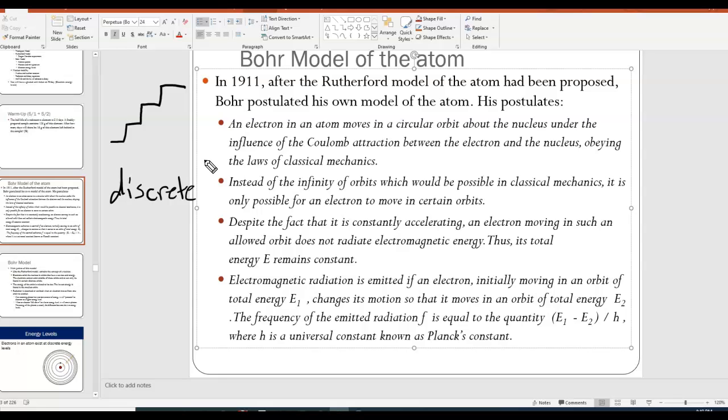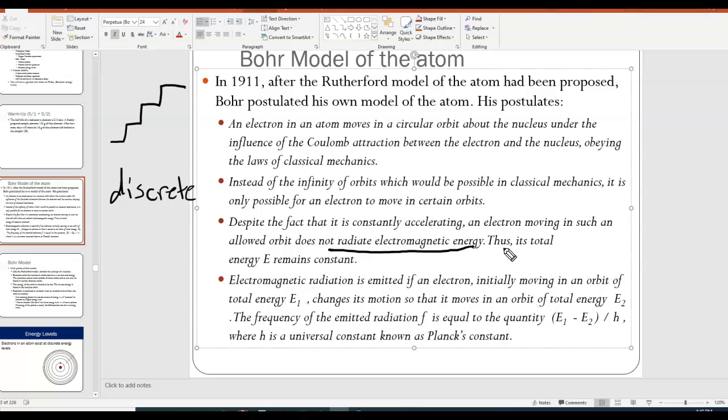Now, why is that the case in Bohr's model of the atom? Well, that's not really important because it's one of his postulates. He's just saying, this is what it is. Third, despite the fact that it is constantly accelerating, an electron moving in such an allowed orbit does not radiate electromagnetic energy. Now remember, that was one of the key issues with the Rutherford model of the atom. Because the electron is an accelerating charge, it should radiate energy and therefore should spiral into the nucleus. Bohr is basically postulating in his model of the atom that that doesn't happen.